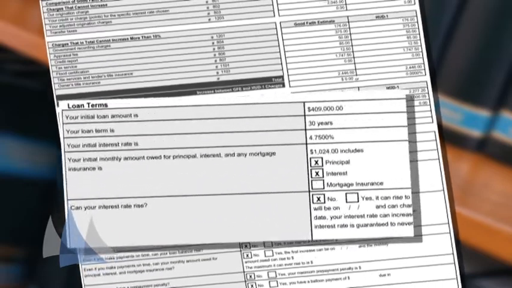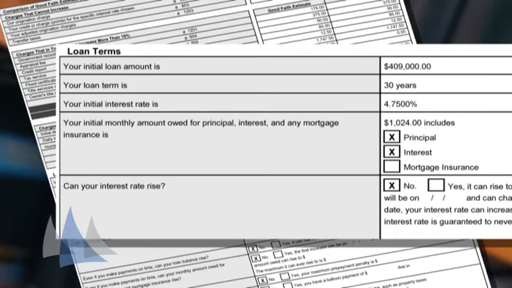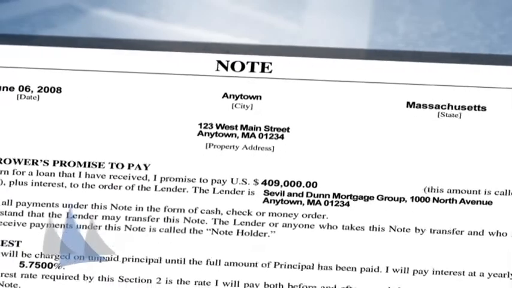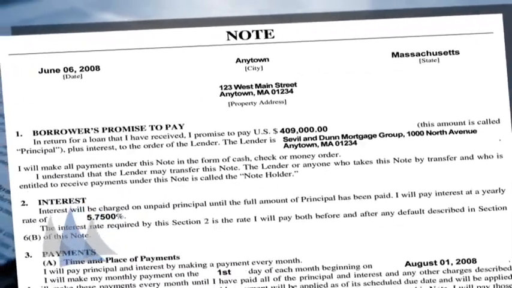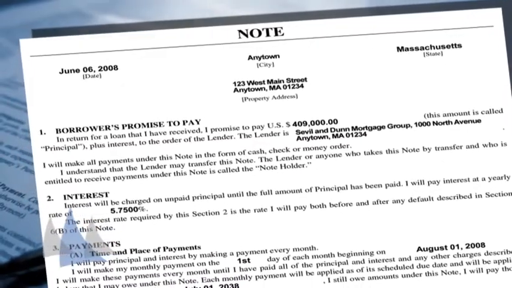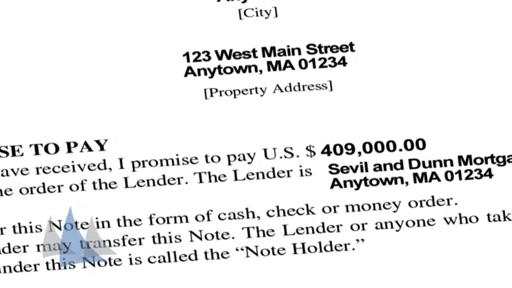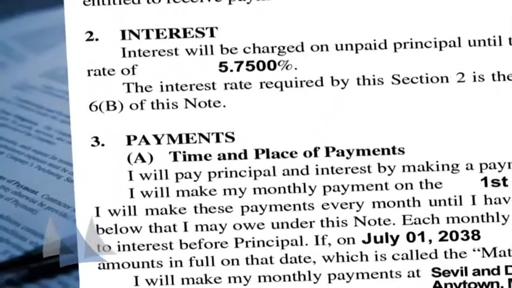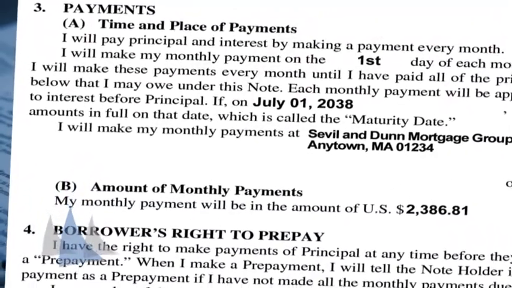The second section of page 3 is a simple breakdown of your loan terms. The note is essentially a written, signed, unconditional promise to pay a certain amount of money on demand at a specified time. In our example, John and Jane have promised to pay $409,000 to the lender. The note also lists the interest rate, time and place of payments to be made, as well as the amount of each monthly payment to be made.